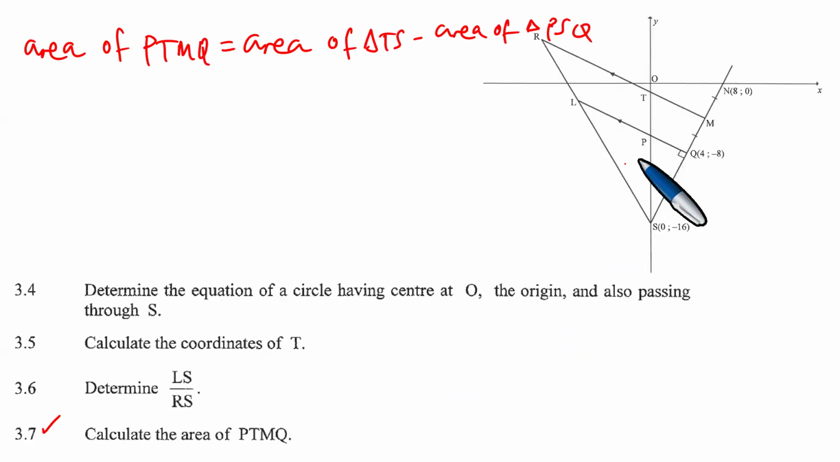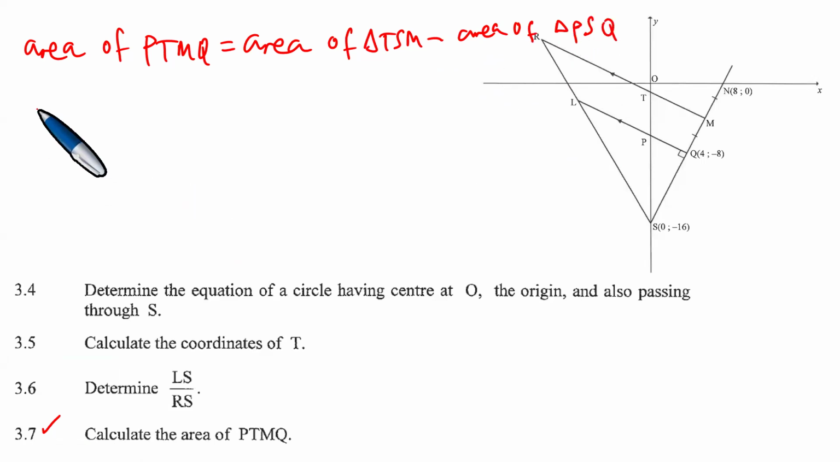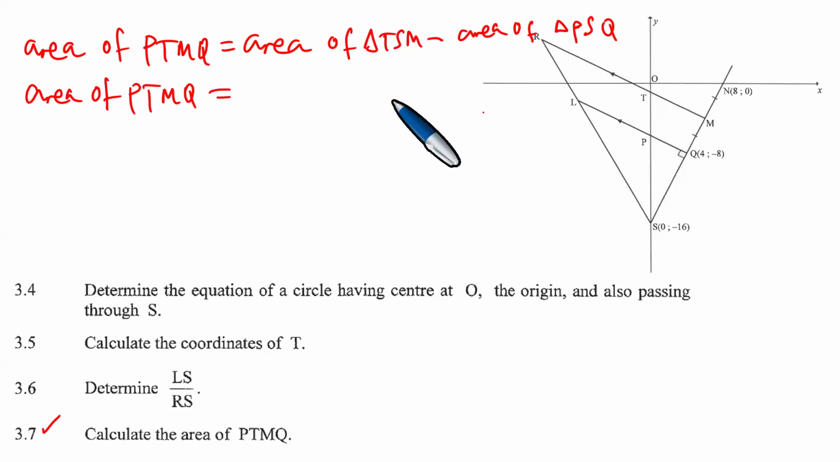Okay, let's look at this. So you take the area of the triangle TSM and we minus the area of triangle PSQ. So what is the area of triangle TSM?